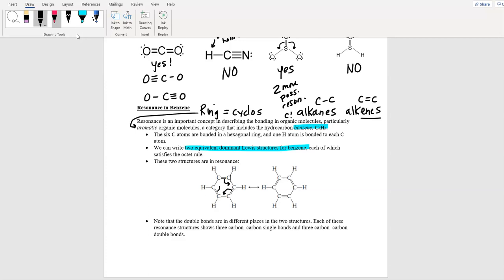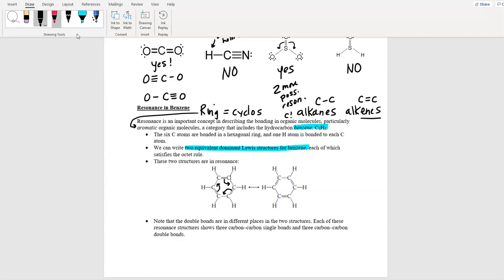And if I move this one over here, then it's right there on the left side. I didn't have to go clockwise; I could have gone counterclockwise and still get the same structure. So in this case, benzene only has one other possible resonance structure. Note the double bonds are in different places in the 2 structures.